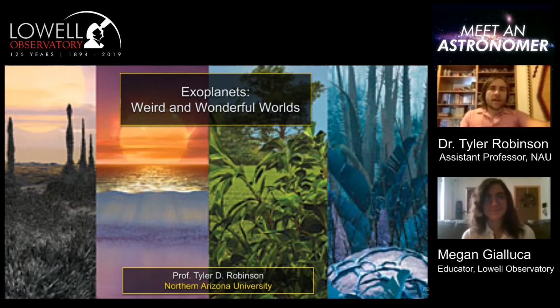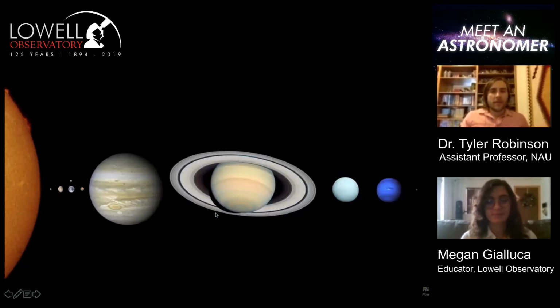So I want to take some time to tell everyone about exoplanets, which are planets that are orbiting other stars. To begin, I'm going to take us all back to the far off and distant time of 1995. The mindset of astronomers at the time was that we thought we understood our solar system quite well, and we also thought that other planetary systems around other stars were going to be very similar to our own.